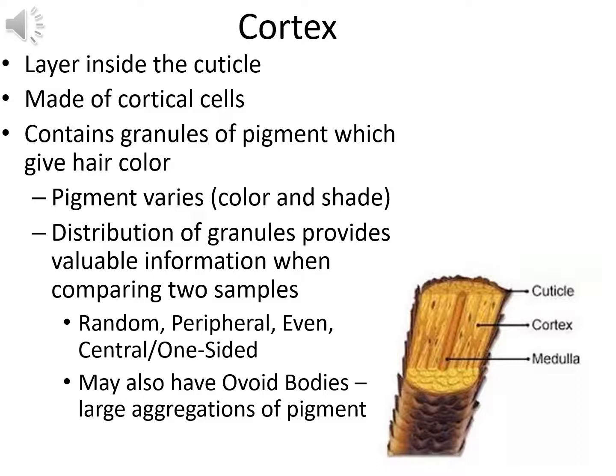The distribution of granules can help to allow for comparison of two samples, or frustrate you with that, because as I just mentioned, even within an individual you have different amounts of pigment granules, or the absence of pigment granules altogether in truly white hairs. So you can have a random pattern, a peripheral pattern, even central or one-sided, so it gets complicated. We also have the possibility of ovoid bodies, which are large aggregations of pigment, and again, that can make for a difficult analysis, especially when an individual within their own hair can vary.